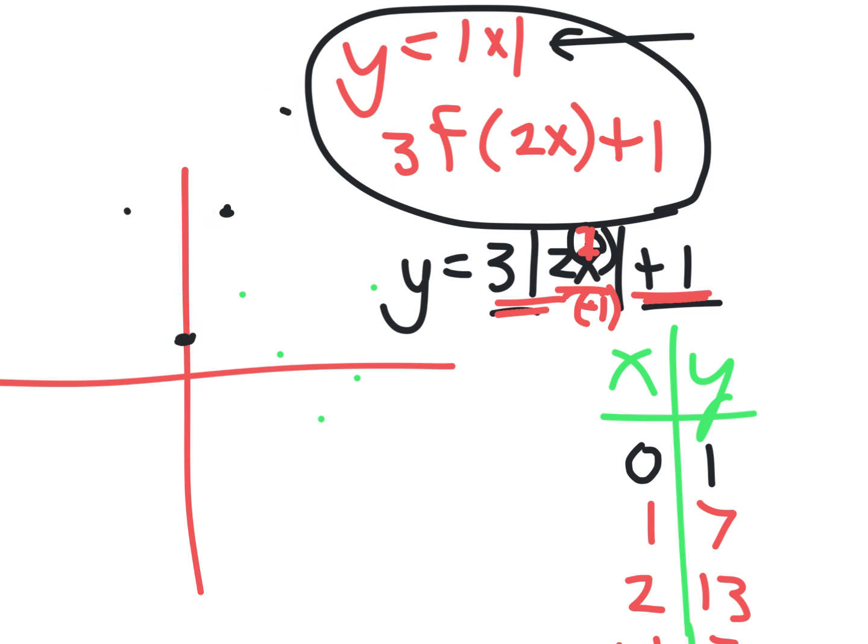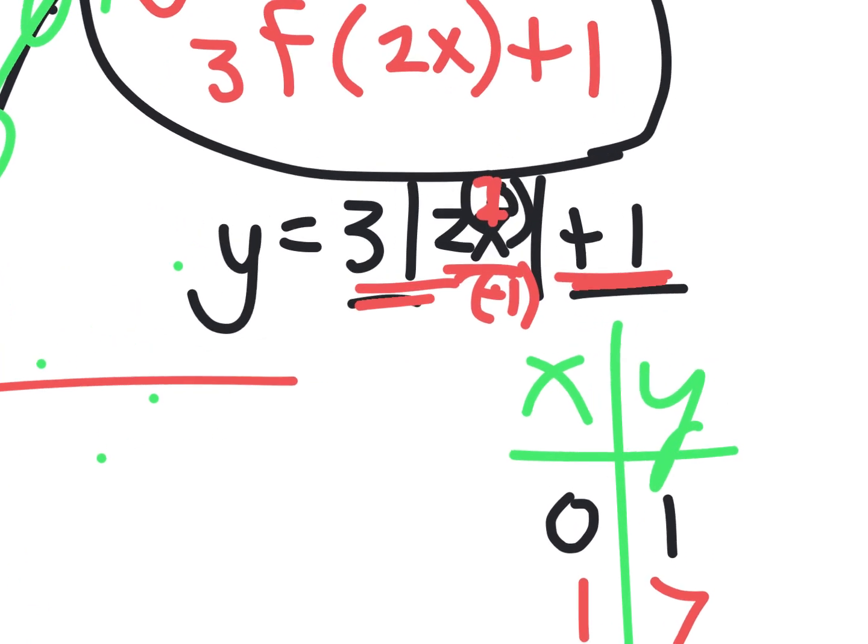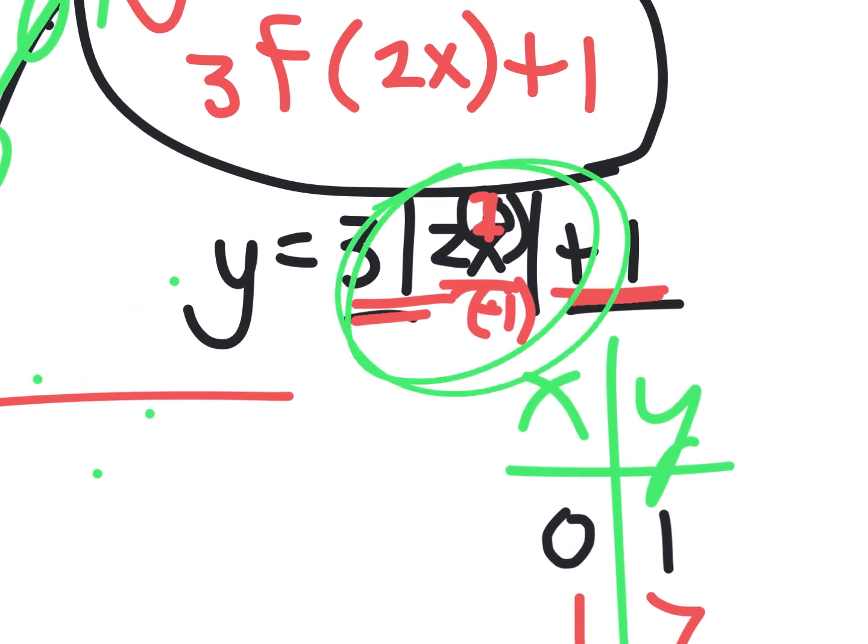And then they would draw a straight line through it and say, there's my graph. No, it's a V shape. You got to know that the absolute values are V shapes. So how are you supposed to know that? I'm going to give you a very quick reminder of the 6 graphs that you have to know.